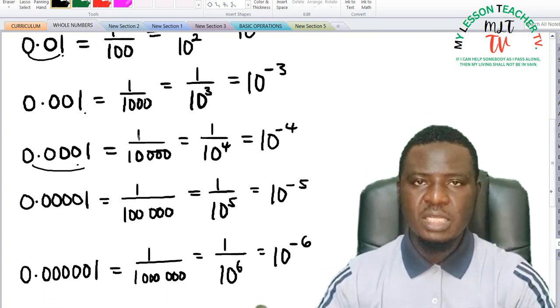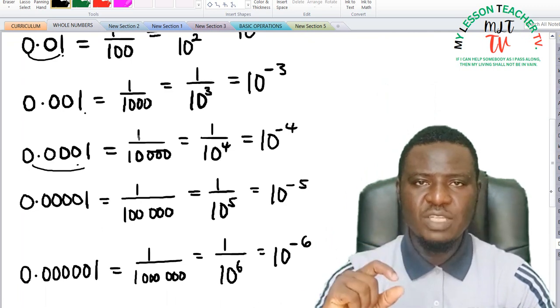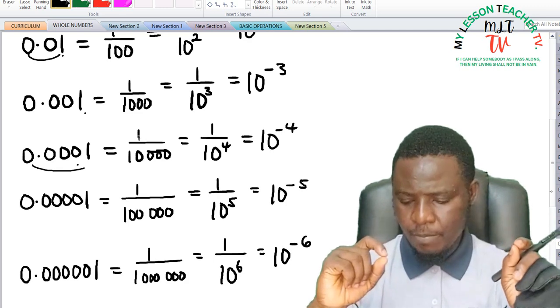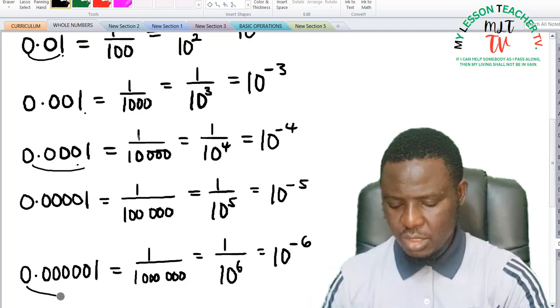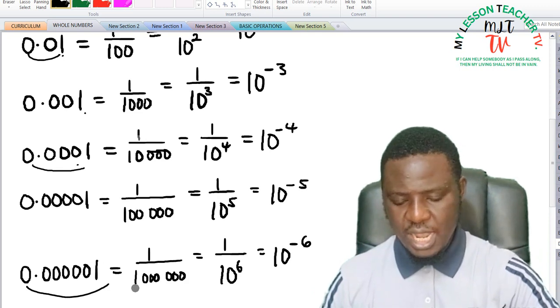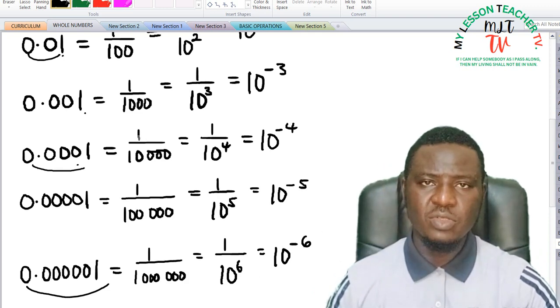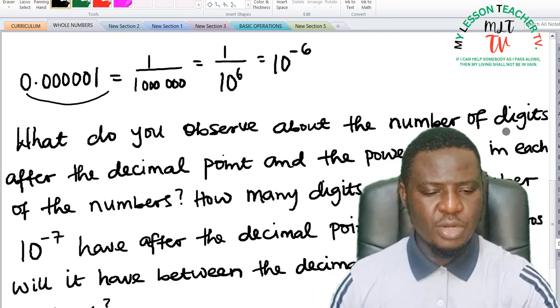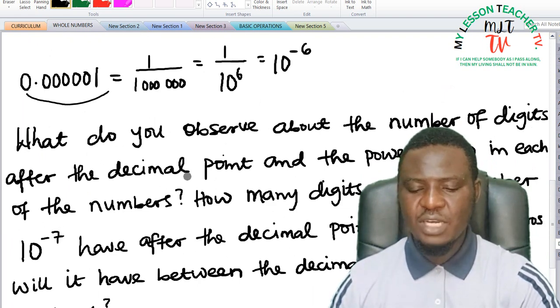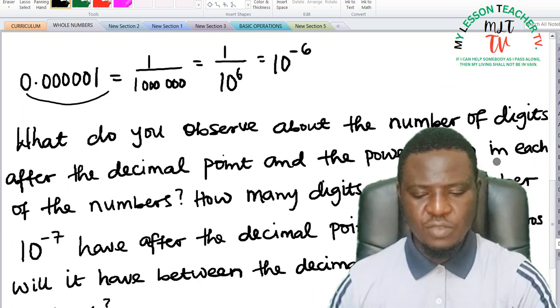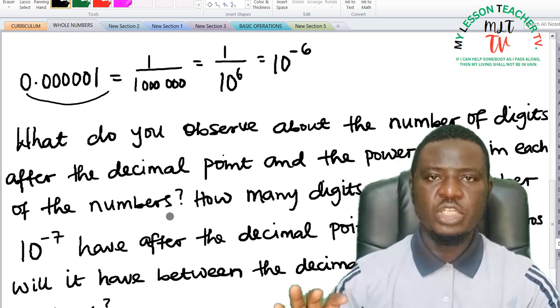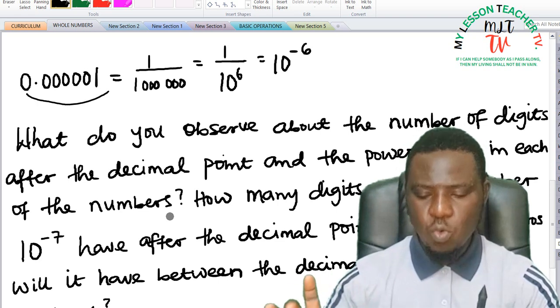So that should inform you that there's a relationship between the number of digits after the decimal point and the power of 10. So if you look at this, how many digits after the decimal point do you have? 1, 2, 3, 4, 5, 6, and this is expressed as 10 raised to the power of minus 6. So I said, what do you observe about the number of digits after the decimal point and the power of 10 in each of the numbers? We have observed that there's a relationship between them and that they are equal.